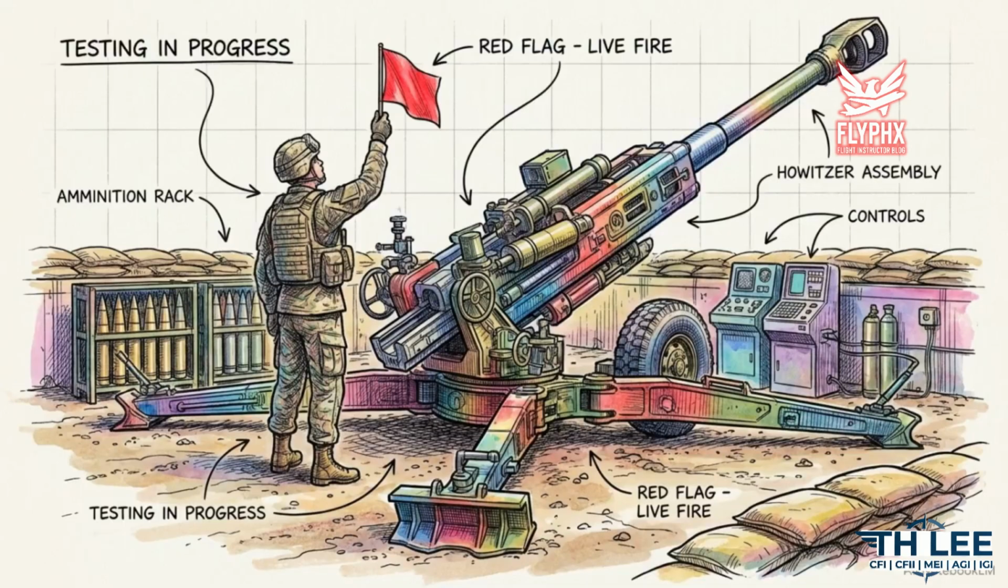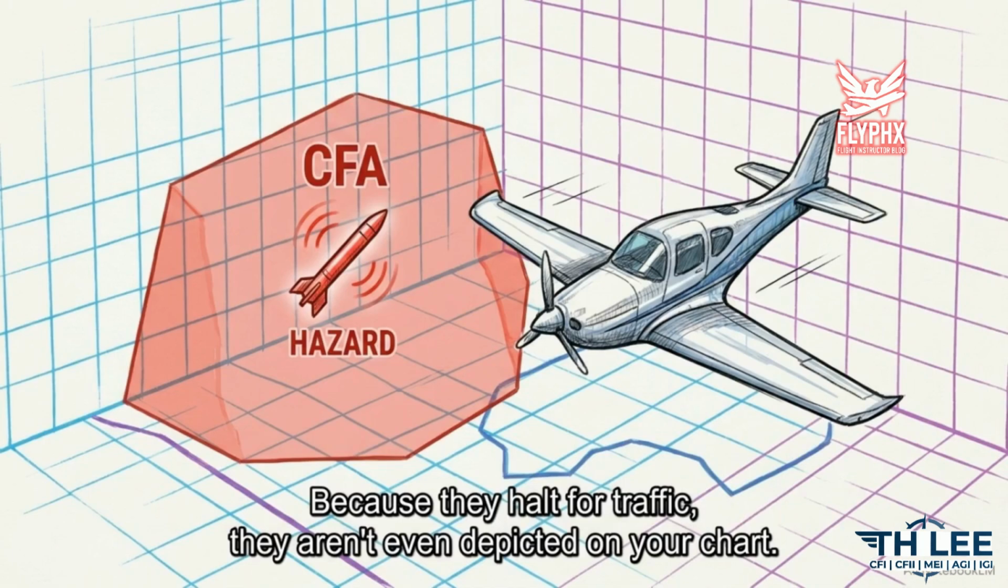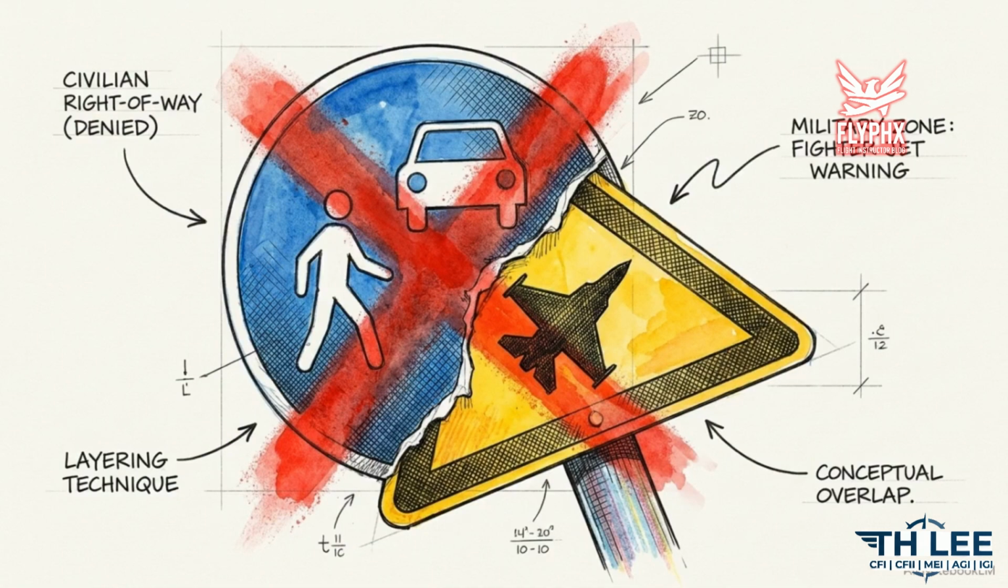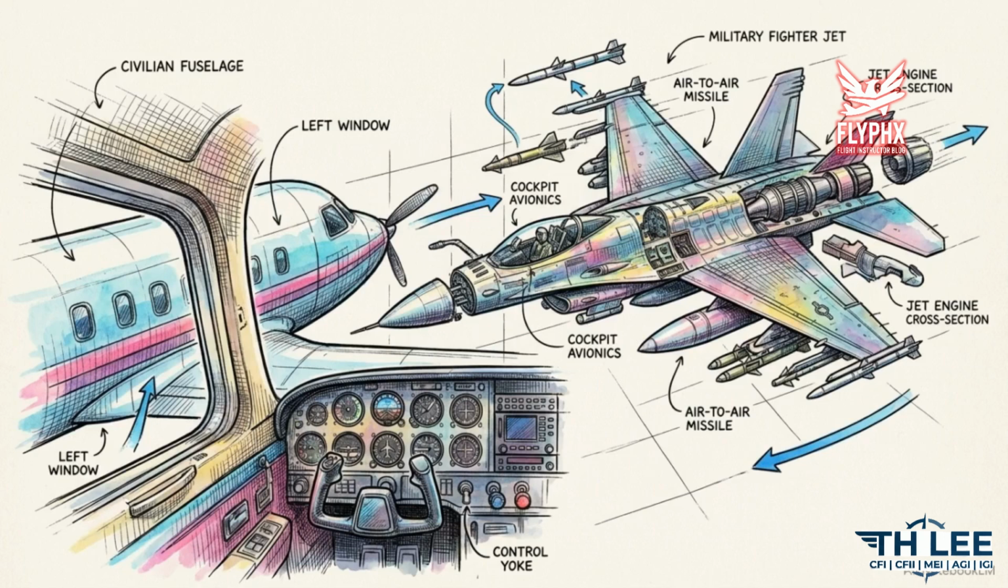There are also controlled firing areas, which contain hazardous activities, but suspend operations immediately when an aircraft approaches. Because they halt for traffic, they aren't even depicted on your chart. Additionally, national security areas request voluntary avoidance from pilots to protect ground facilities, though they can be temporarily restricted via NOTAM. Special use airspace represents regions where the standard rules of civilian right-of-way no longer apply. Penetrating these boundaries without situational awareness invites interception, regulatory violation, or severe physical hazard.